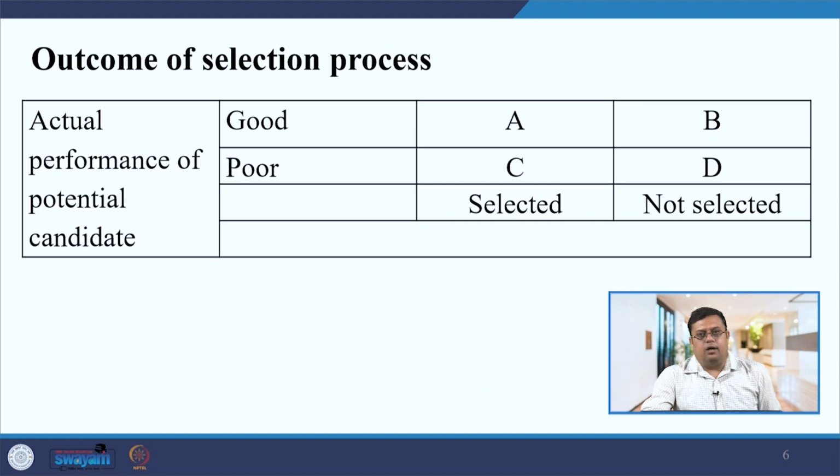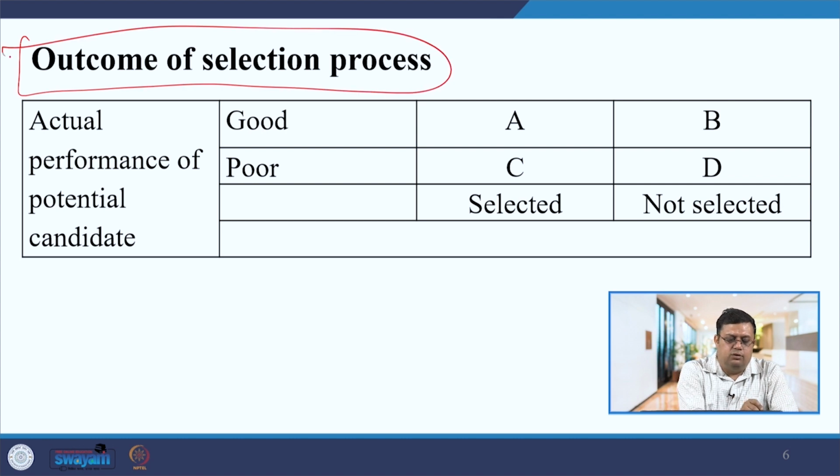Next important metric is the outcome of selection process. If your manager is asking you how was your selection process, whether it was good, bad, average, or poor, how will you decide the outcome of that selection process? What would be the parameters? So here what you can do, you can make a 2 by 2 matrix. So here you can see I have 4 categories: A category, B category, C and D. These are the 4 cells. So now we will understand how we will analyze the outcome of this selection process.